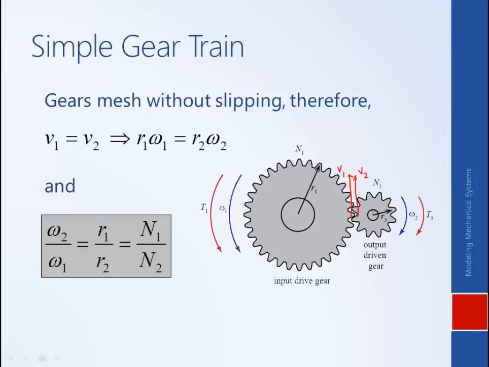Making note of the fact that the geometry of the gears needs to be consistent in order that they mesh correctly, the number of teeth, which we will represent with the variable n, must be proportional to the radius. So the ratio of radii r1 to r2 is equal to the ratio of the number of teeth n1 to n2.